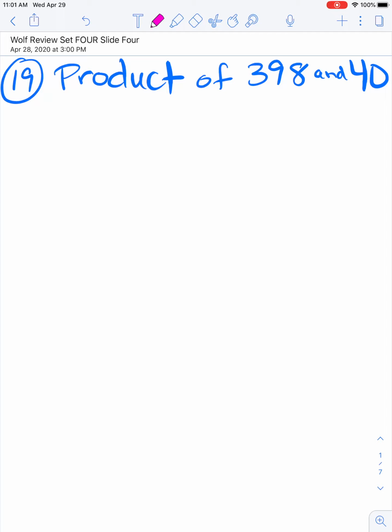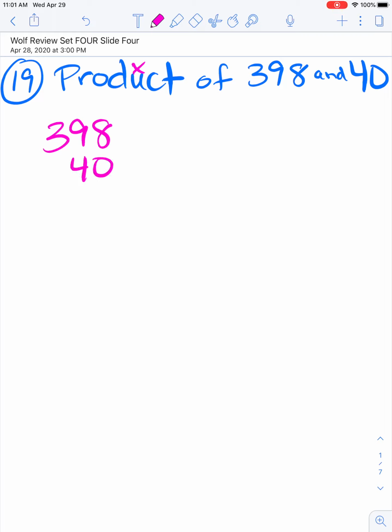Today, our first problem is we are going to be finding the product of 398 and 40. All right, product means multiply. So I'm going to take 398 and do the algorithm method first, and then I will do the box method. Well, when I have a 0, I can box it, cross it, bring it down. That way I can move over to my tens place.